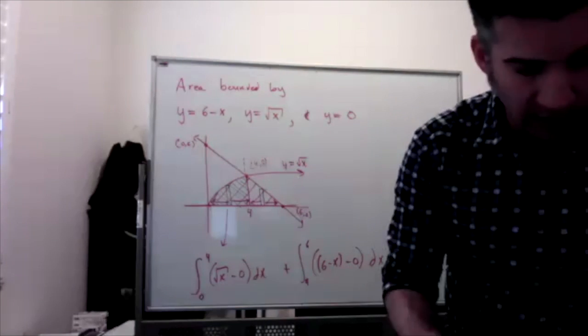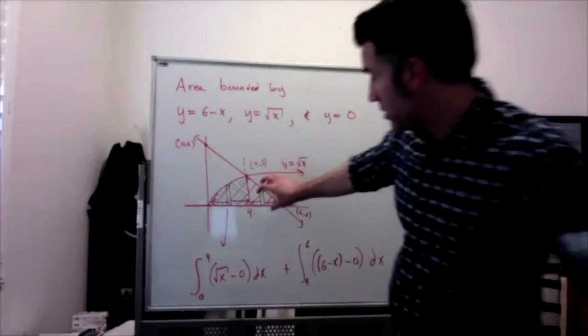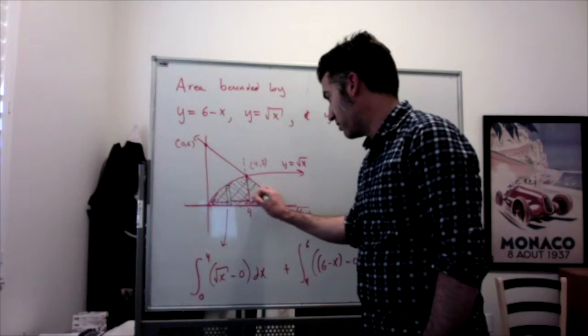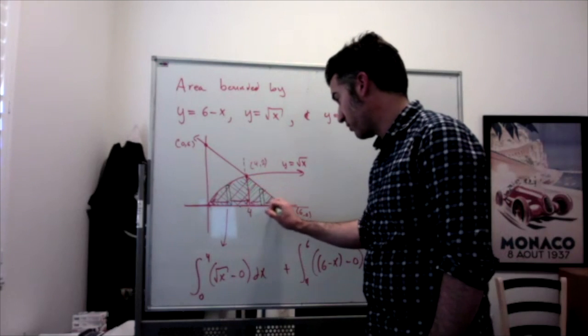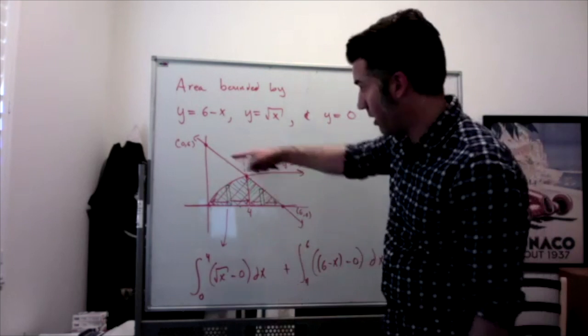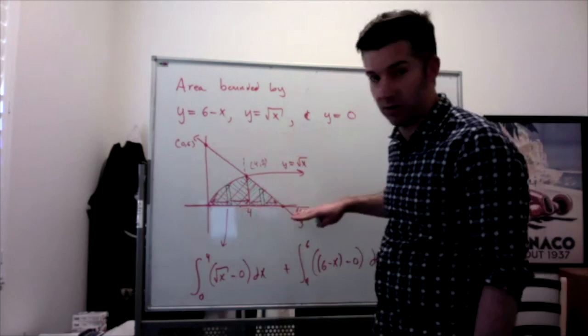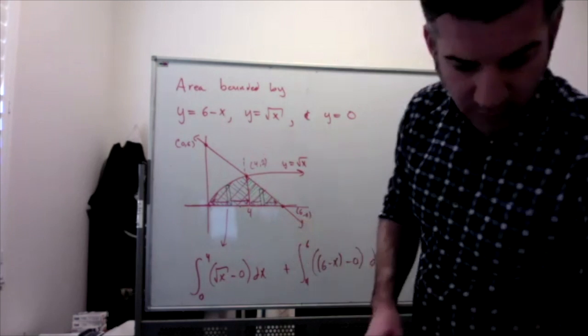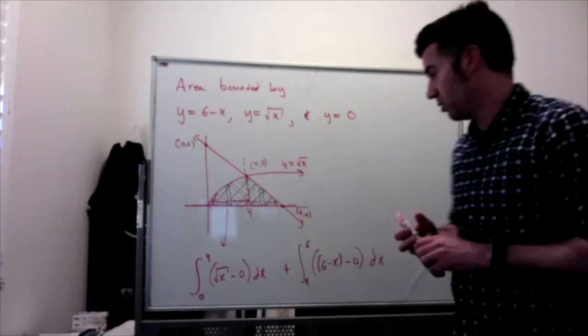On the other hand, in this region here, this region has kind of nothing to do with the square root of x function, right? Its top boundary is 6 minus x. Its bottom boundary is y equals 0. Okay, yes, I completely get it now. Thank you so much. You're welcome.